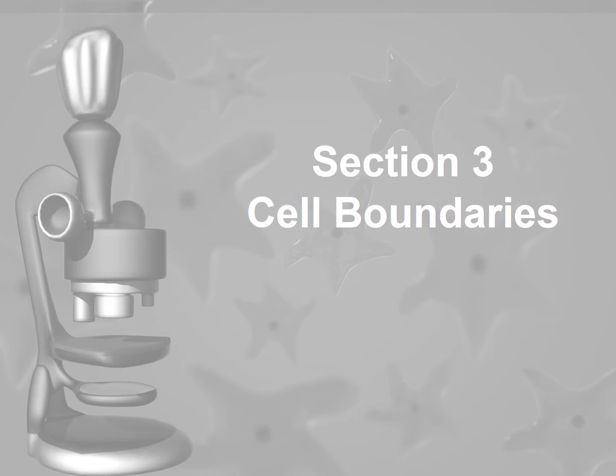So this section is going to talk about cell boundaries, and specifically we're going to be looking at the cell membrane. And we'll be talking about how materials can move in and out of cells, because cells need things to survive. They need food and oxygen, and they need to get rid of wastes as well. So we're going to look at how these materials can get in and out of the cell.